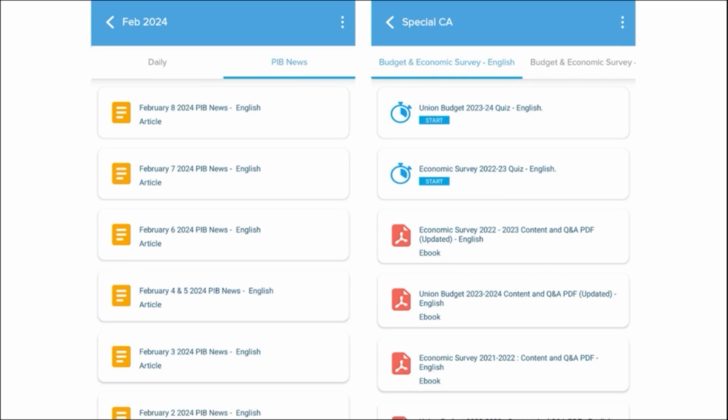Next, we also provide you with important PIB articles on a daily basis so that you can go through these articles and have an insight into that particular topic. Not just this, we also provide you important events that are happening globally and make sure to give you the right analysis.